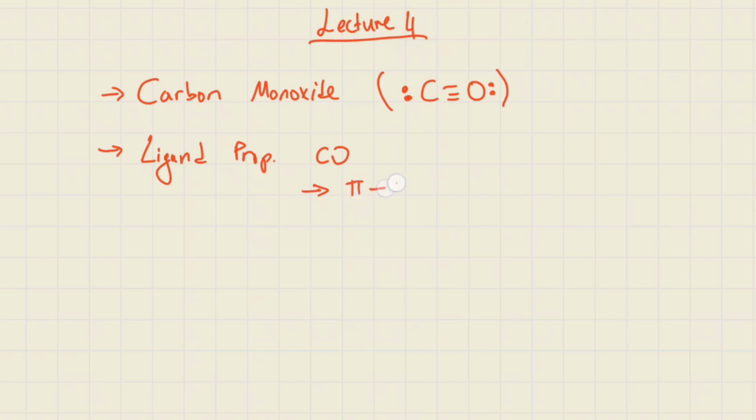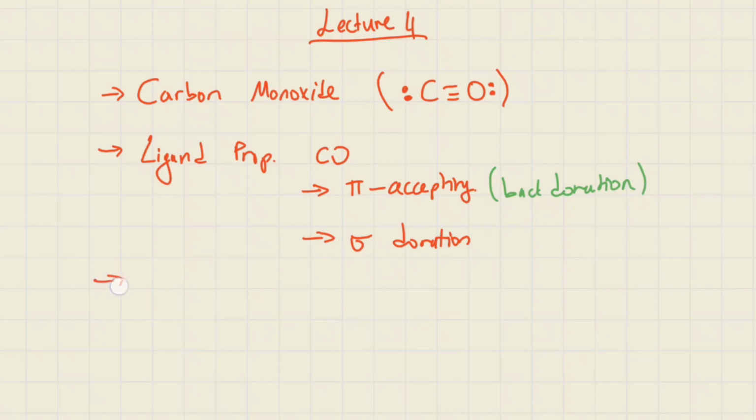One of them is π-accepting. The other property is the sigma donation property. So π-accepting properties is also called back donation. I will use this word in the next part of this lecture. And then I will also mention the trans effect. I will explain this concept by giving some examples.